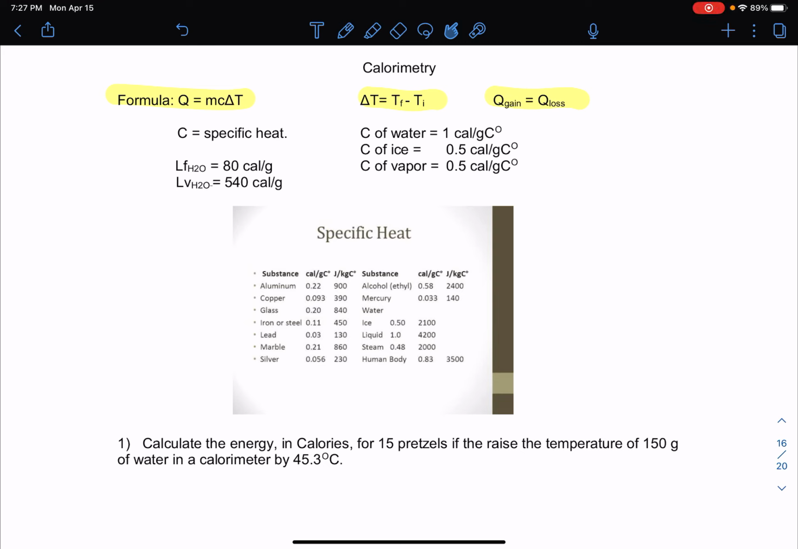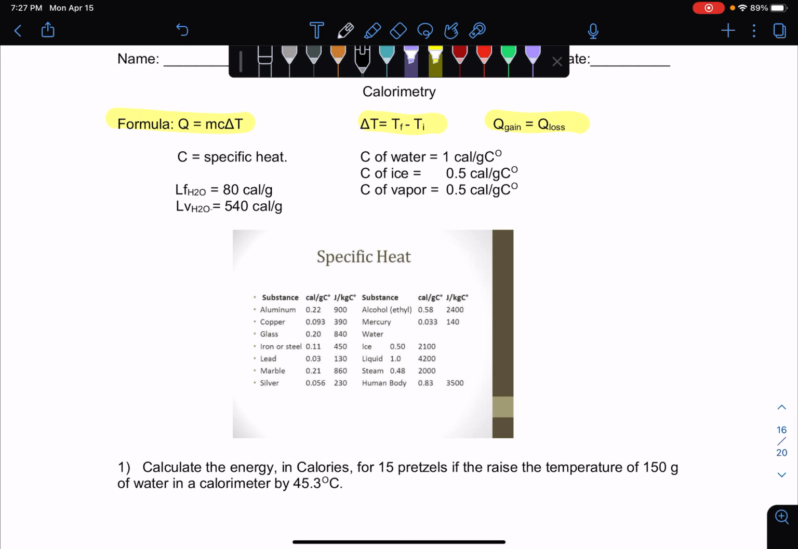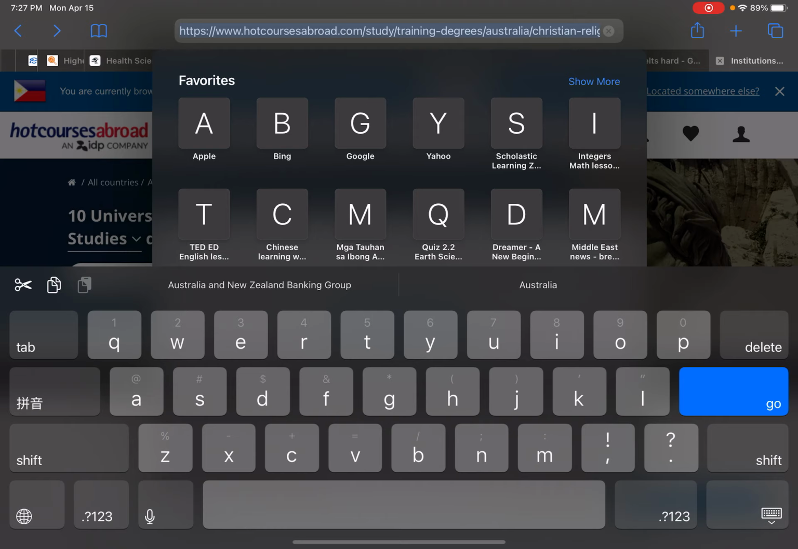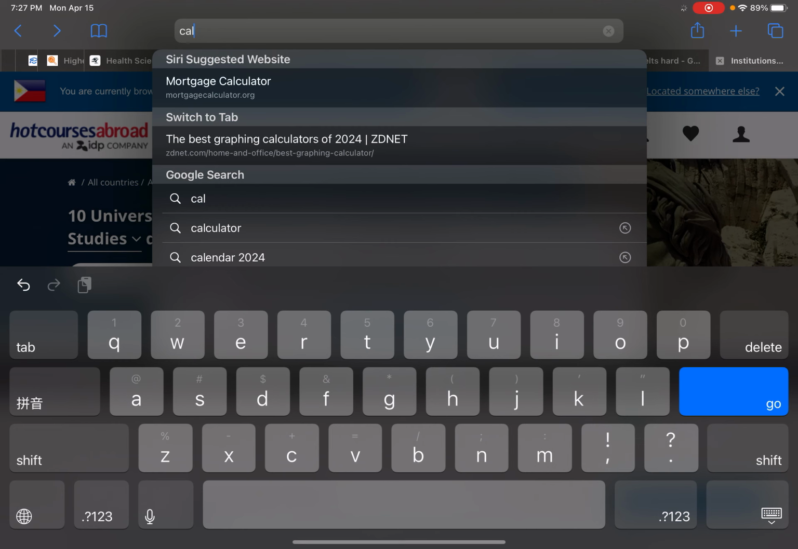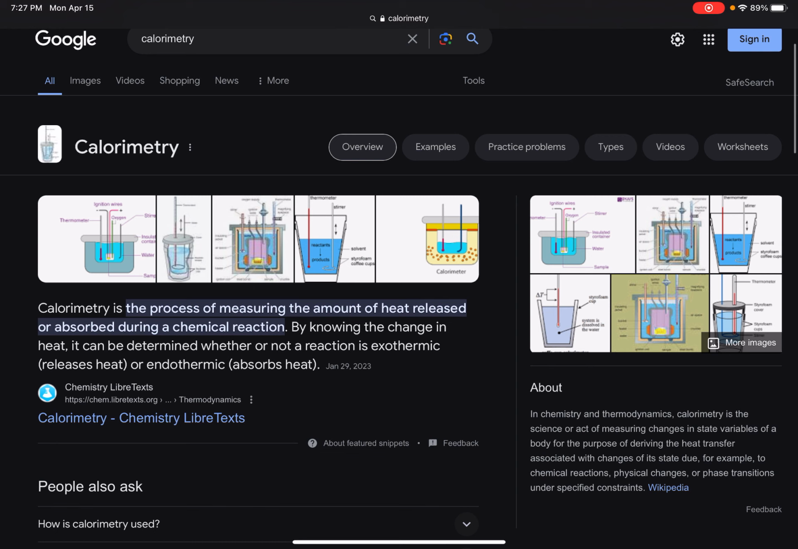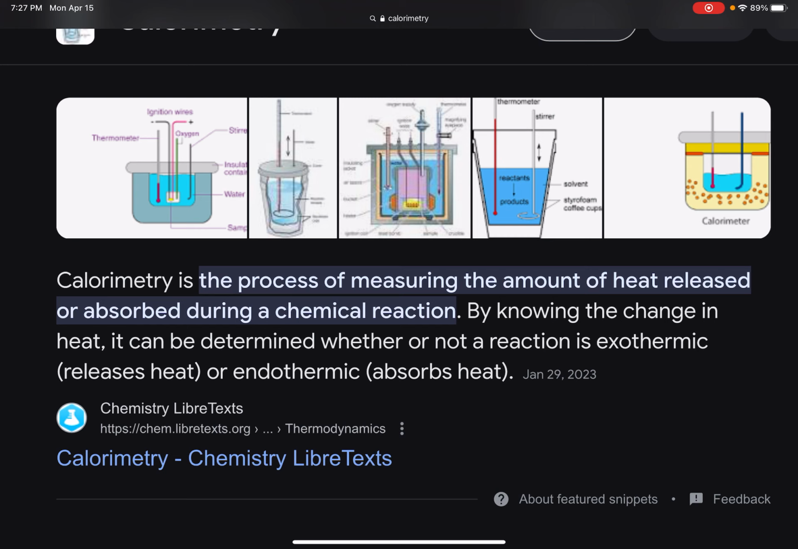In this video, we will be learning about calorimetry. This is a physics lesson. Calorimetry is basically the process of measuring the amount of heat released or absorbed during a chemical reaction.